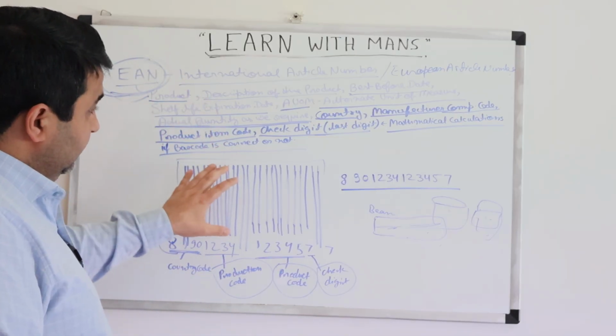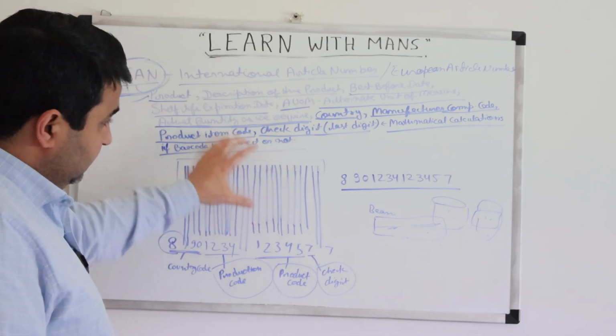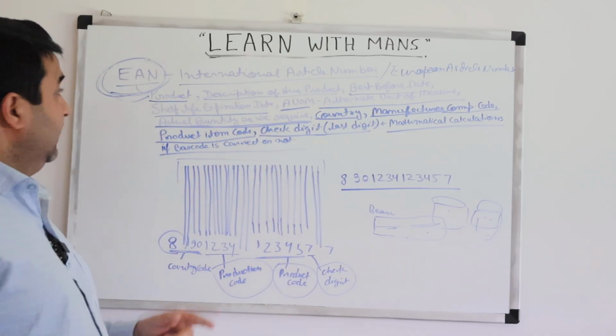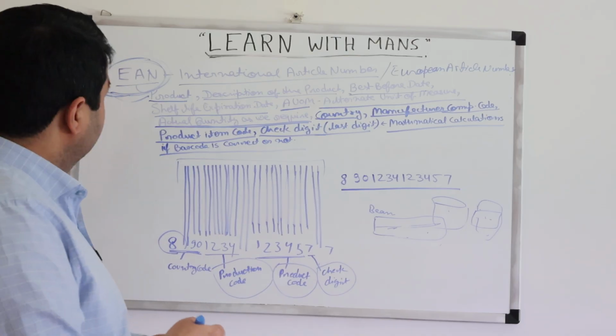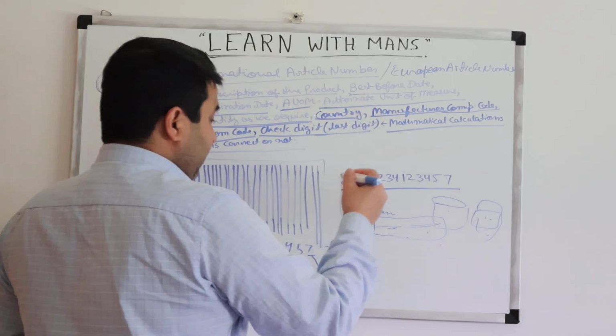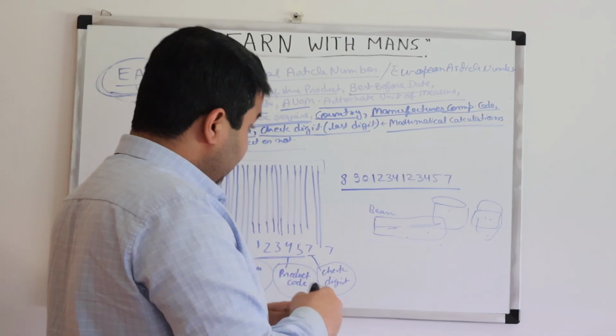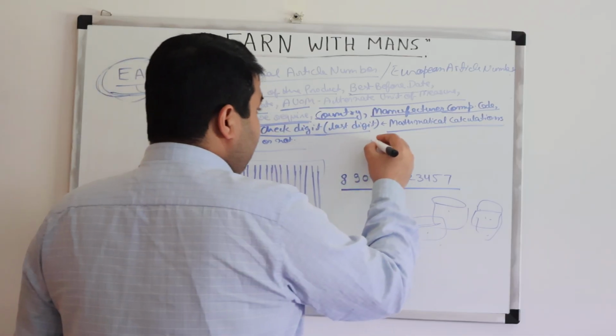So in this example, this is the basic, I am from Learn with Mans. This is the basic detail of the European article number and international article number.